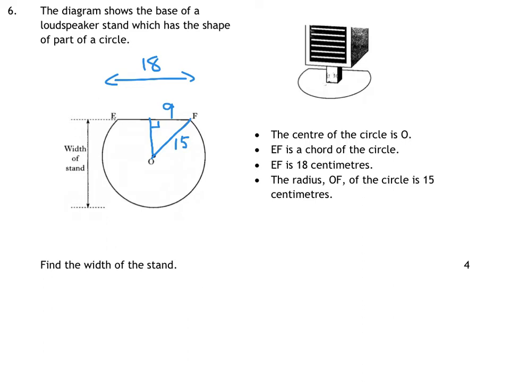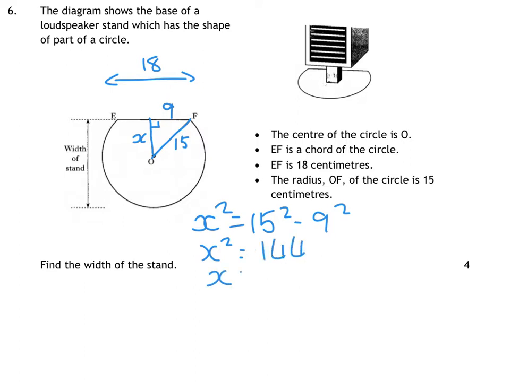Now, the only thing I can do right now is work out this side here, so I'm going to call it x. It's a short side, so I'm going to do 15 squared minus 9 squared, which gives you 144. You then square root that, which is 12. So we've got nice numbers here, so that bit is 12.